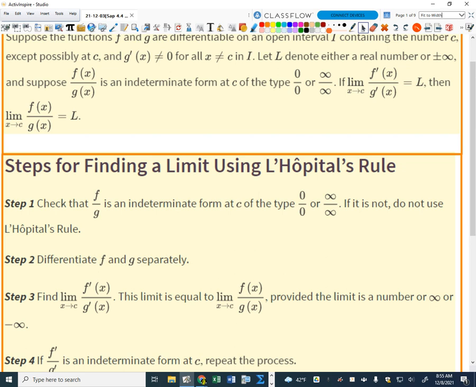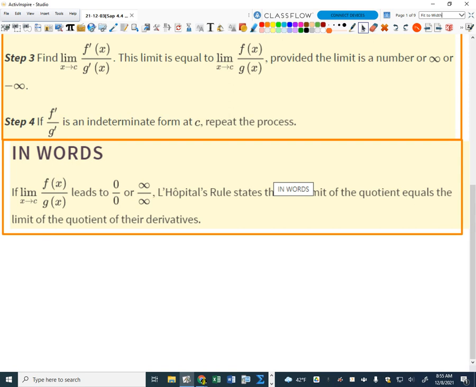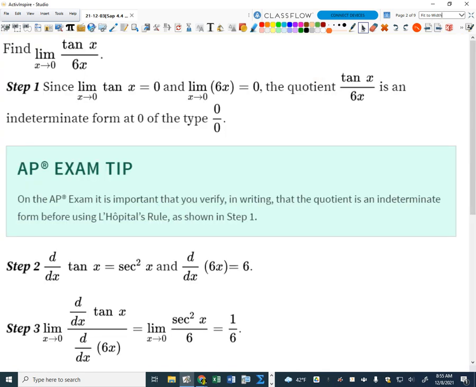Okay, so let's look at a couple examples of this. This is one right out of the book, and then we'll go through a couple together. Say we had the limit of tangent x over 6x as x approaches 0. Sure enough, if I try to evaluate the top and the bottom, I get 0 over 0. So this is an example where we can use L'Hopital's rule. And you have to verify in writing. You have to write out that it's 0 over 0.